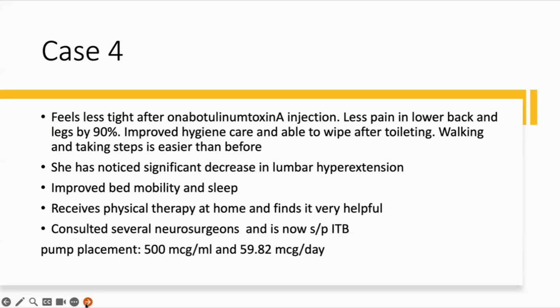And finally, I was able to persuade her to go see some neurosurgeons because no amount of toxin injection could improve her range and her quality of life. She has a pump now. She had some side effects with increasing the dose, urinary side effects. So she's on a very low dose, but she's doing well. Next slide, please.